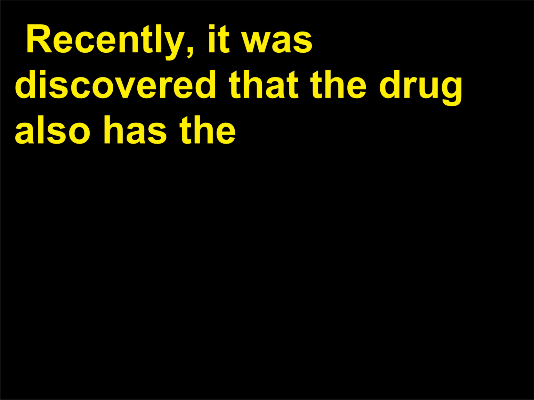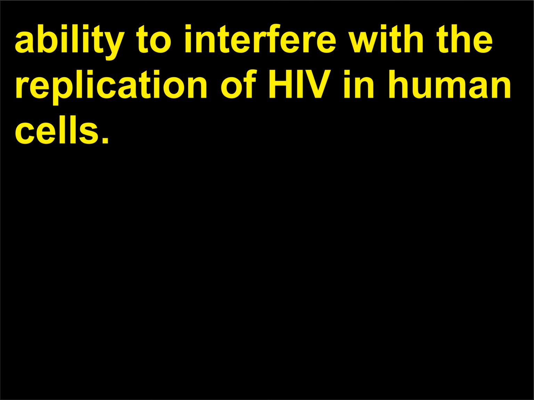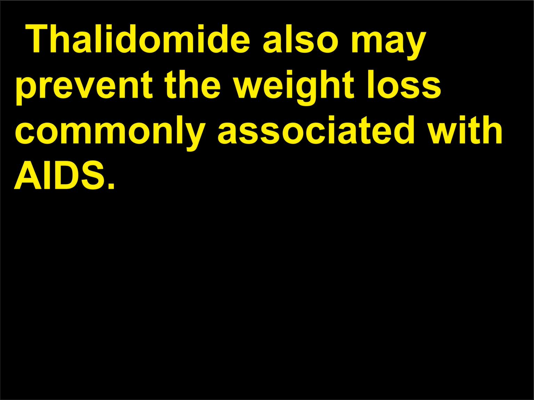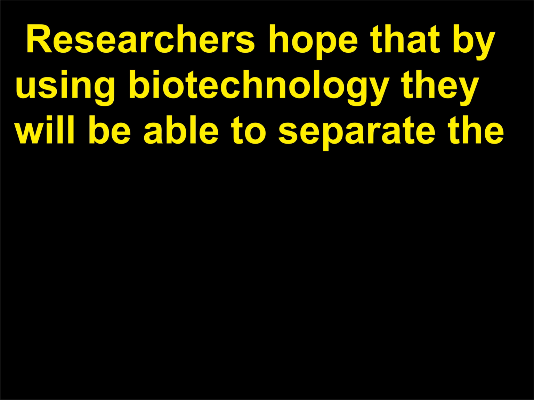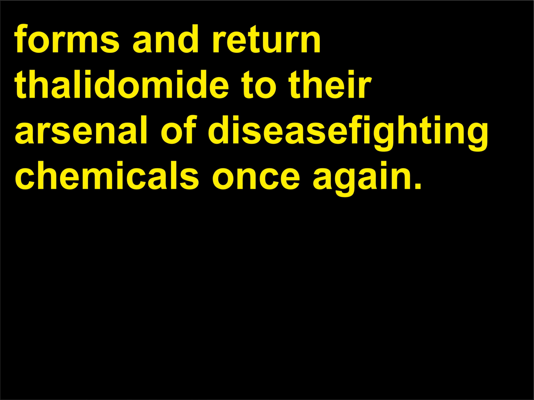Recently, it was discovered that the drug also has the ability to interfere with the replication of HIV in human cells. Thalidomide also may prevent the weight loss commonly associated with AIDS. Thalidomide actually has two mirror image forms, chirality, only one of which causes birth defects. Researchers hope that by using biotechnology they will be able to separate the forms and return thalidomide to their arsenal of disease-fighting chemicals once again.